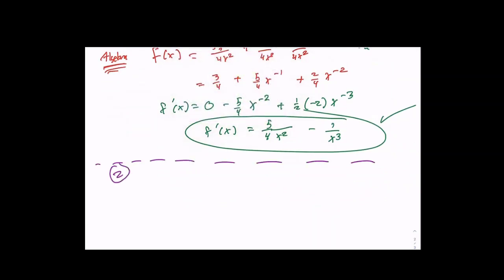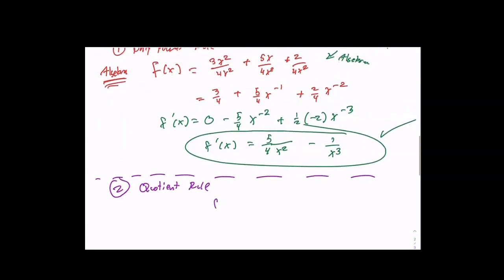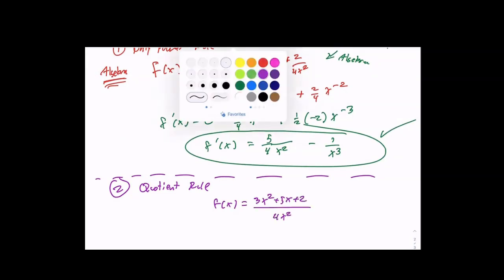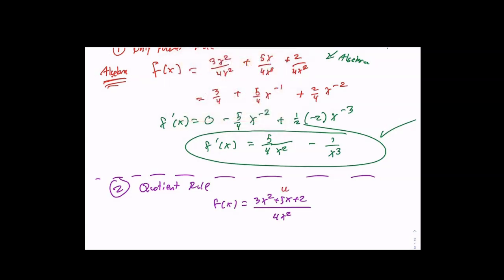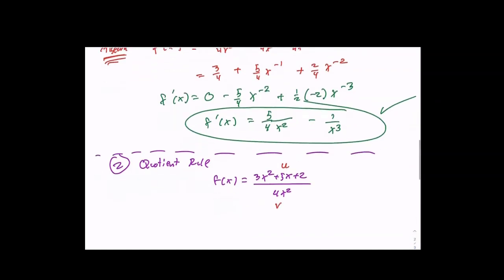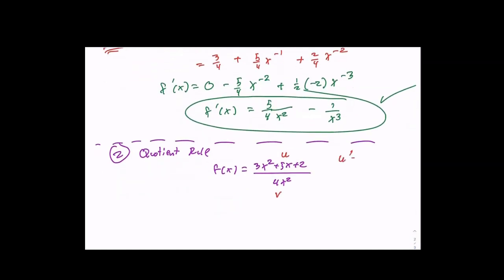But let's now just, as Friday was trying to do, let's just try to use the quotient rule. All right. So once again, f of x was equal to 3x squared plus 5x plus 2 over 4x squared. We're going to define the top as my u and the bottom as my v. So what is u prime? And this is what Ryder was saying. What is u prime?